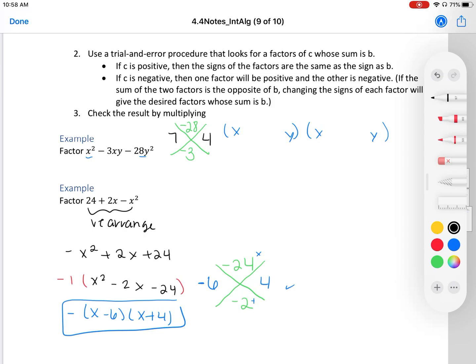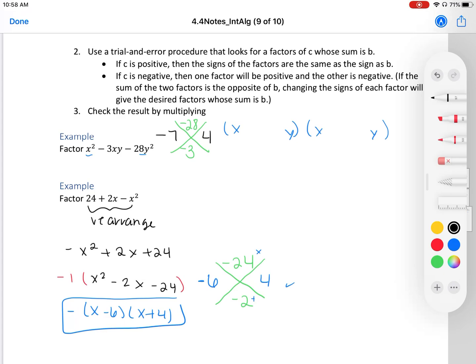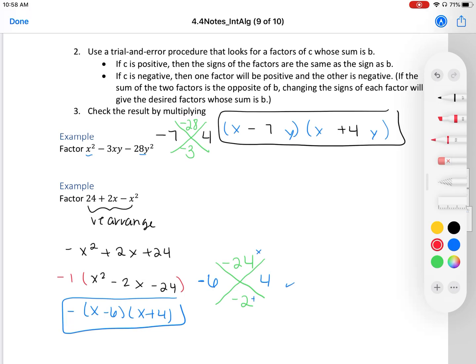7 times 4 is 28. I want to keep the negative, so let's make the larger number a negative. Negative 7 times 4 is negative 28, and negative 7 plus 4 is negative 3. So we write a minus 7y and a plus 4y. This is our answer, and we can always go ahead and FOIL to make sure.